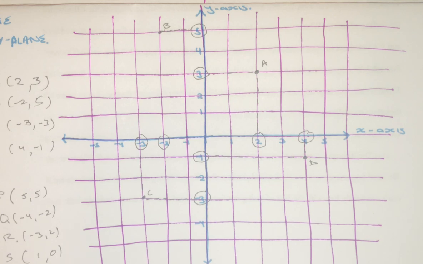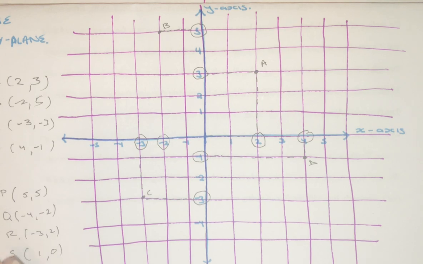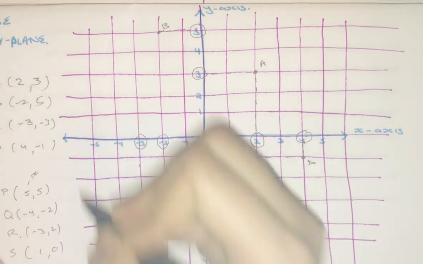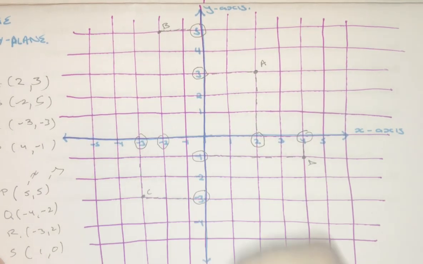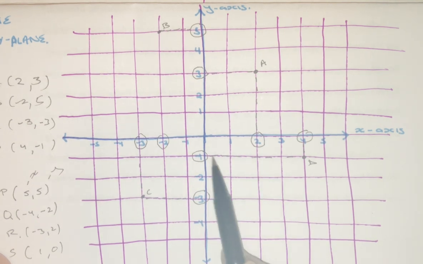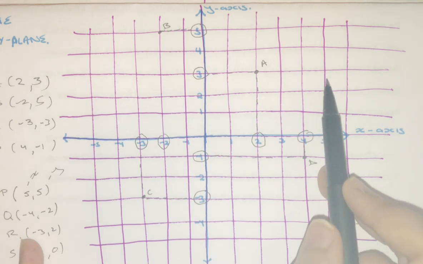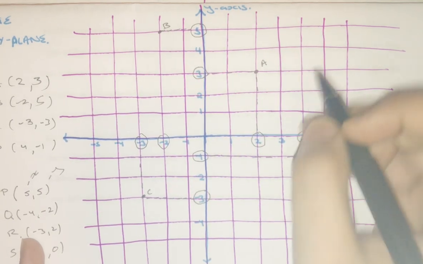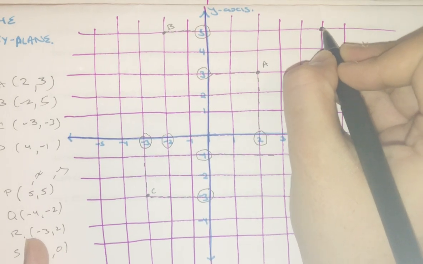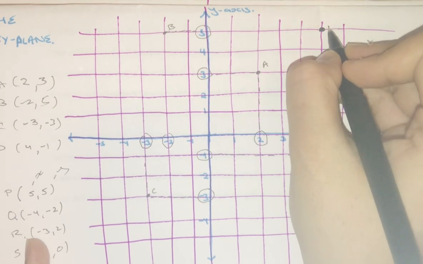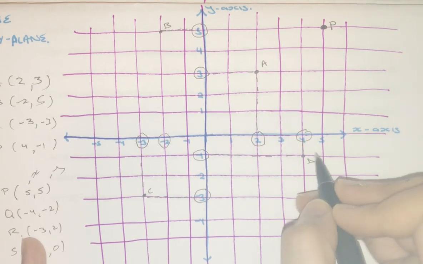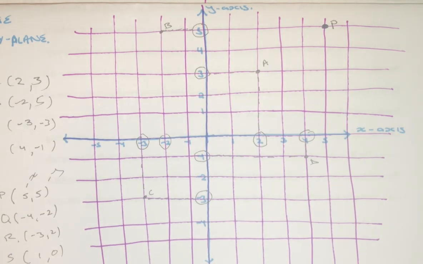So let's begin with P. P is 5, 5. So we know that the first digit is always the x value, and then we have a comma, and then we have the y value. So let's go to the x value first. So it's 5, and then the y value is 5 too. So you go up, up, up, up until 5, and then you locate it. So this is point P. Okay, so x value is 5, y value is also 5.